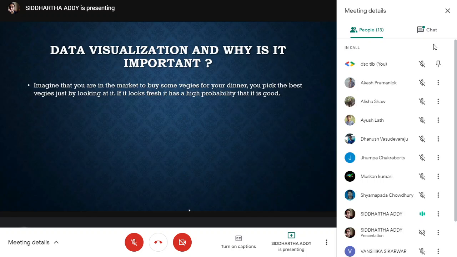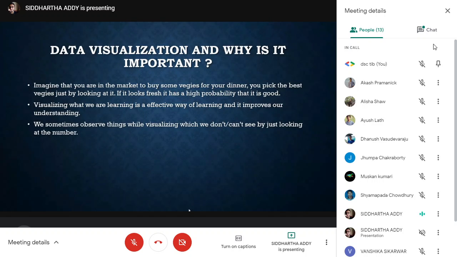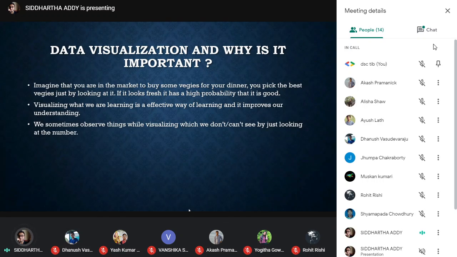This is why visualization is very important. Visualization is very important for our learning also. Why is that? Visualizing what we are learning is an effective way of learning, and it improves our understanding. We sometimes observe things while visualizing which we can't see by just looking at the numbers.